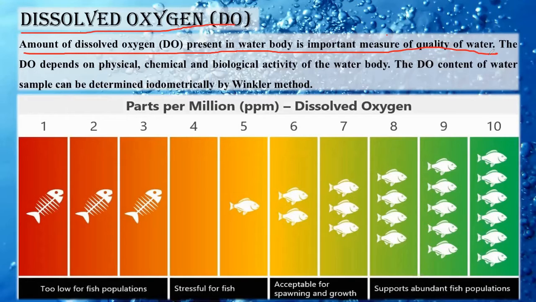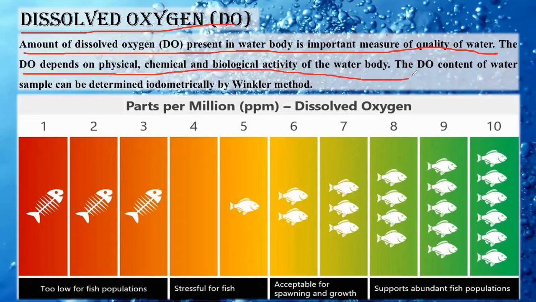Question arises, what is dissolved oxygen? The amount of oxygen that is present in water is called dissolved oxygen. This oxygen is contained inside water and can be measured by several methods. Dissolved oxygen is very important. Now you can see that DO depends on the physical, chemical and biological activity of the water body.